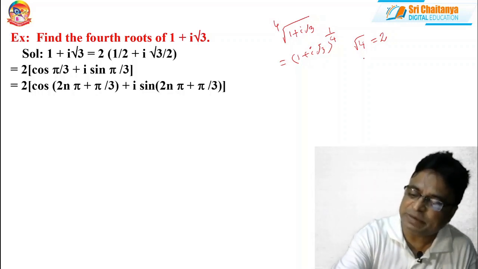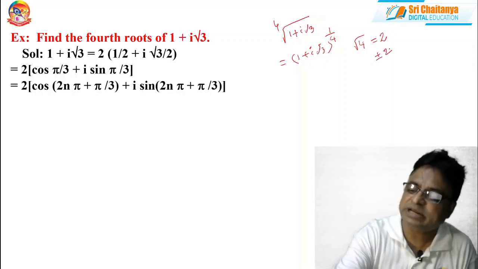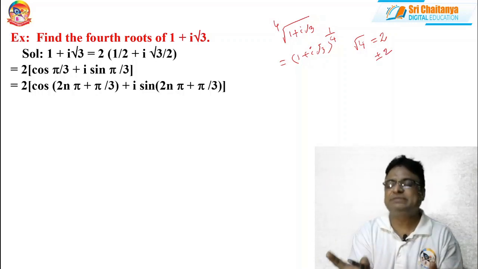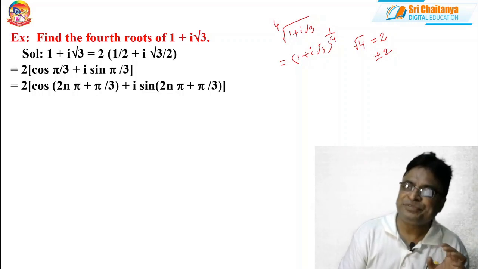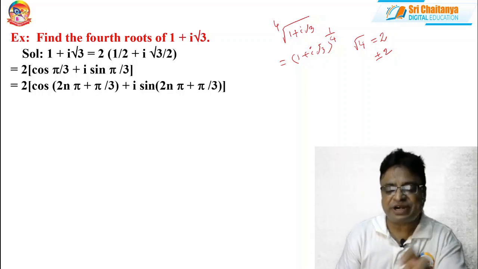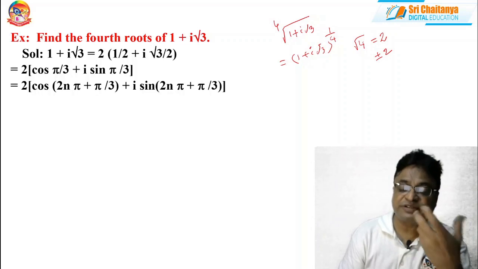Whereas in the complex plane, it is equal to plus or minus 2. That is the difference between the real plane and the complex plane. Okay. So here, how to extract the remaining 3 roots? How to extract those 4 roots?